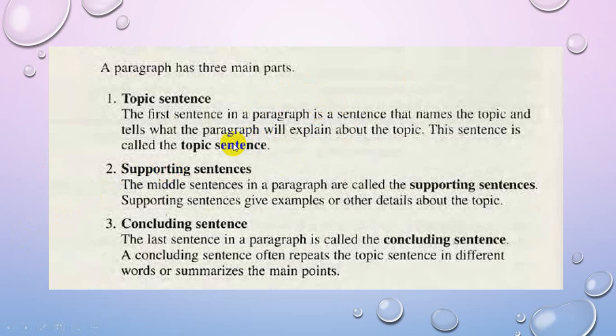What is a topic sentence? You will answer with this definition. Number two, the second part of a paragraph is supporting sentences.